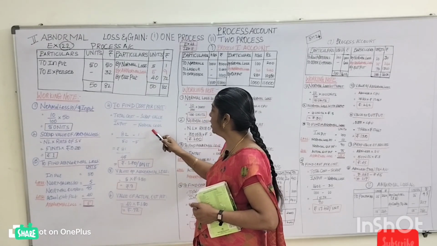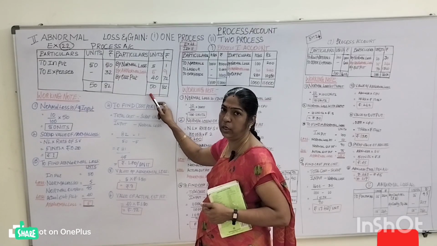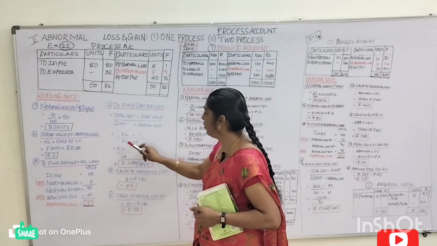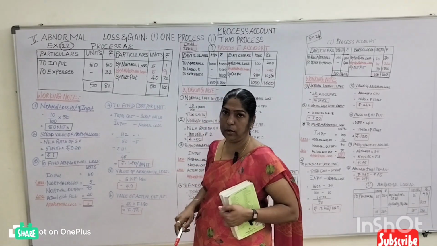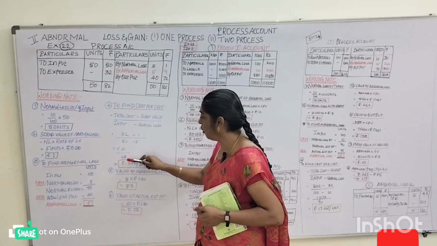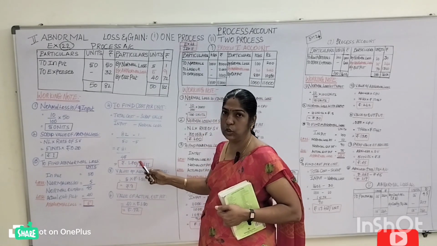Then input minus normal loss. How much input did they introduce? 50 units. Okay, 50 units minus normal loss 5. After subtracting, you will get 45 units. Now we are going to divide 81 by 45. You will get 1 rupee 85 paise each unit.